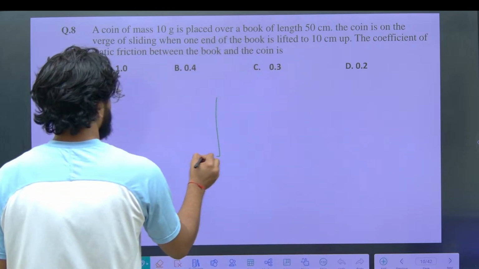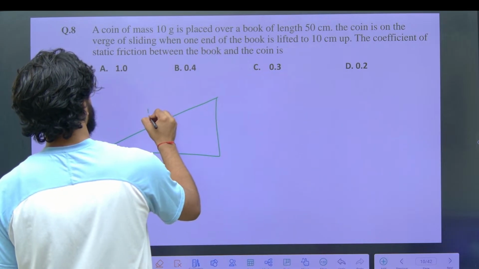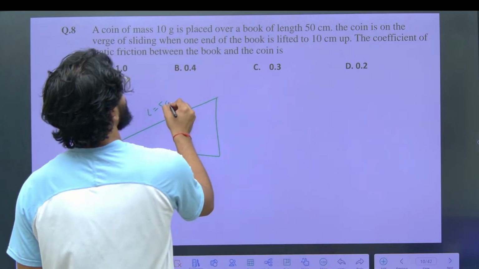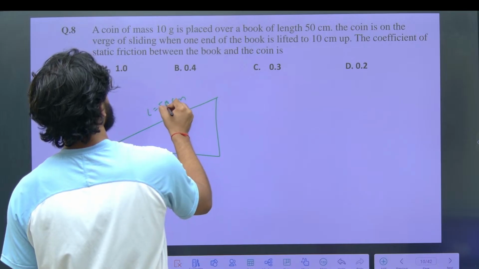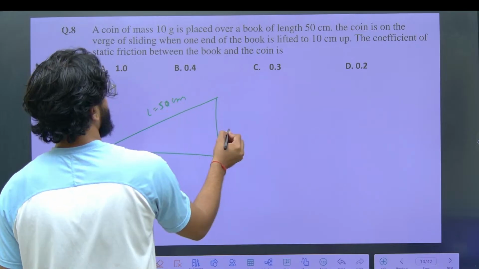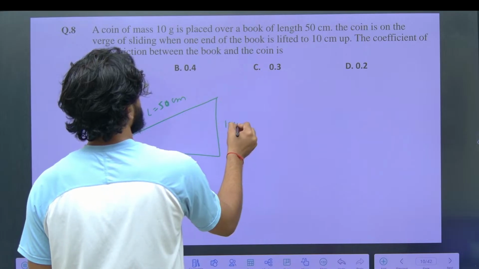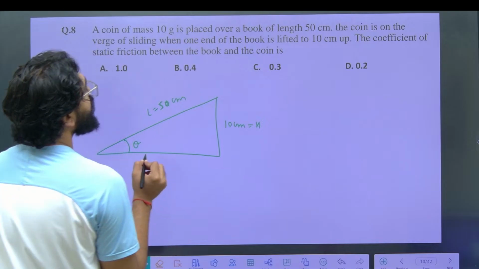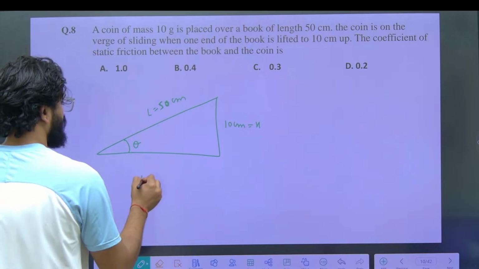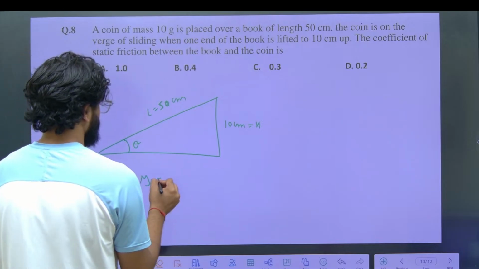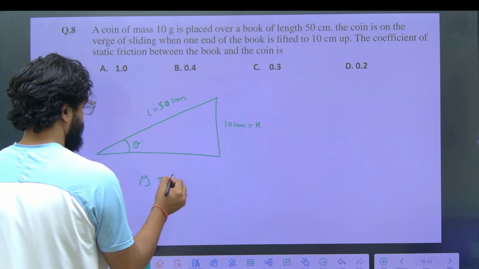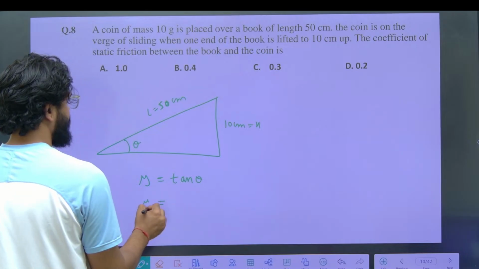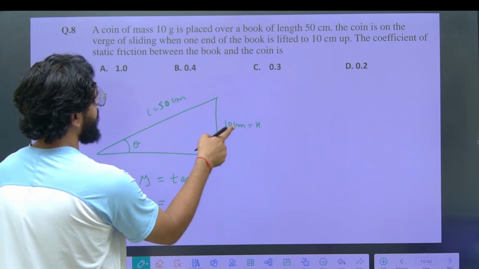Okay, so if this length is L, which is 50 centimeter, and this height is 10 centimeter, correct, and if this is theta, we know the angle of repose: tan theta is mu, so mu will be tan theta, and if it is 50, it is 10.